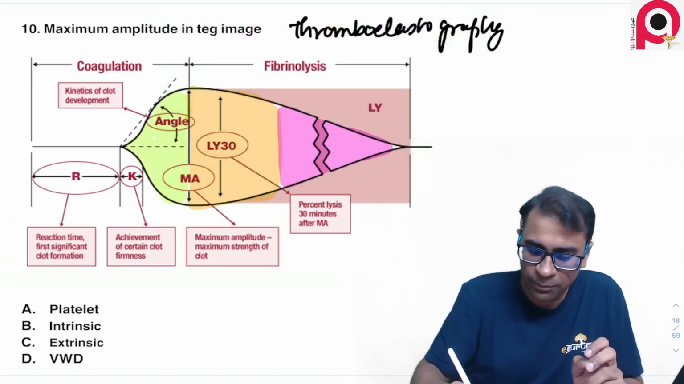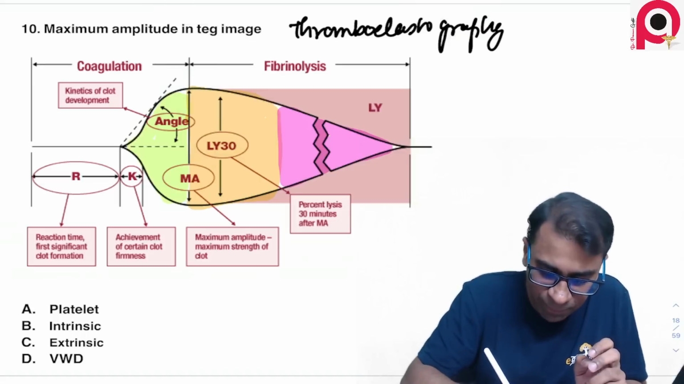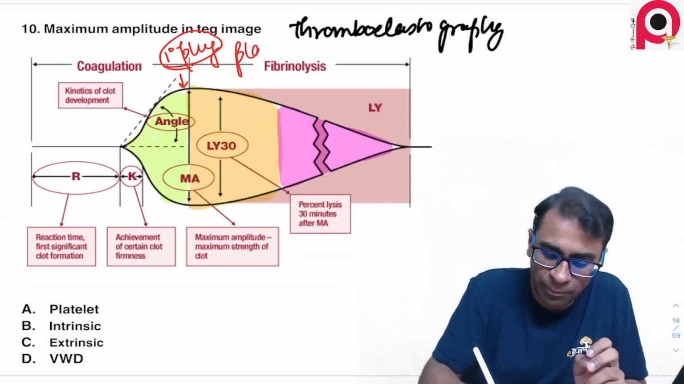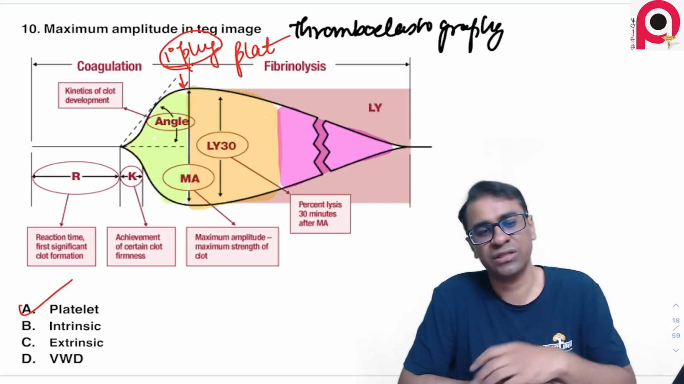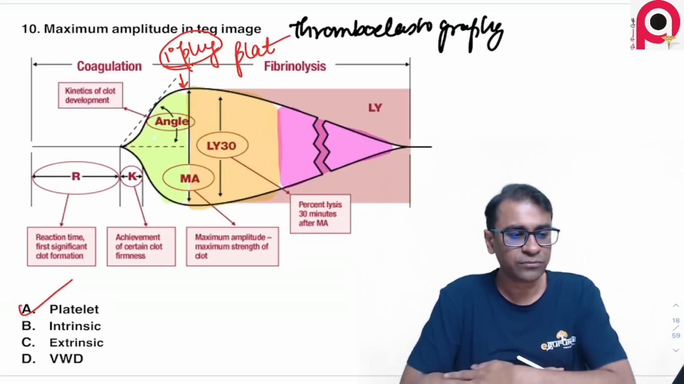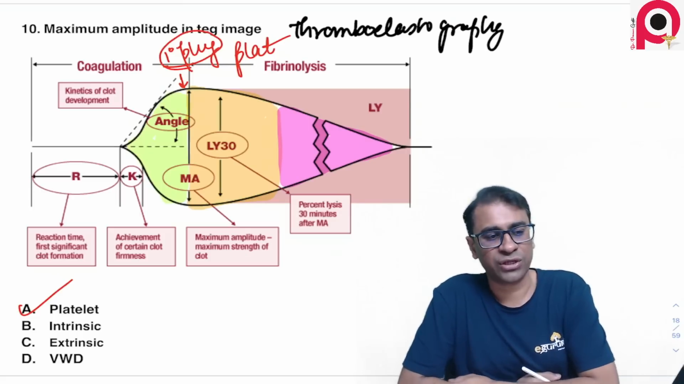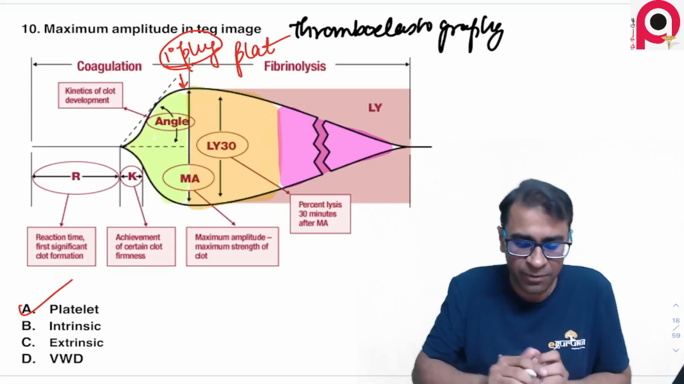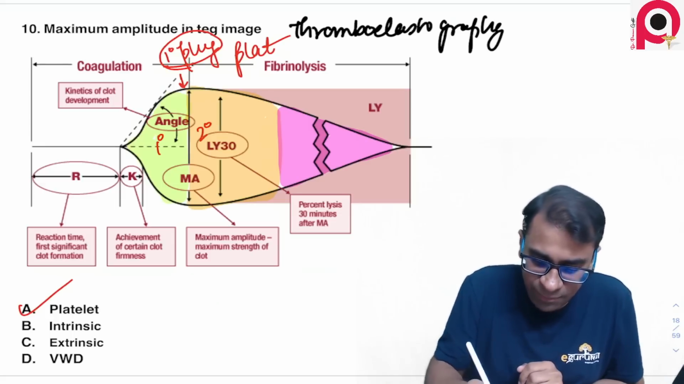So when you talk about the primary plug, this is the primary plug. A primary plug is formed by what? It is formed by platelets. The simple answer to this question is platelets. So the primary plug forms, then they form a secondary plug. This is the primary plug, the secondary plug, and lysis.